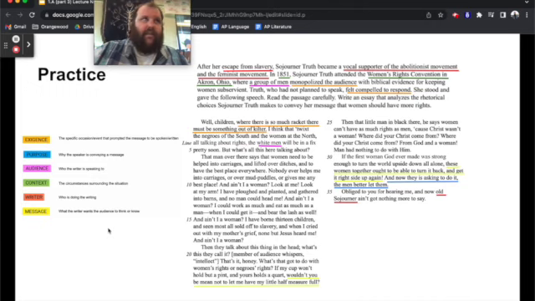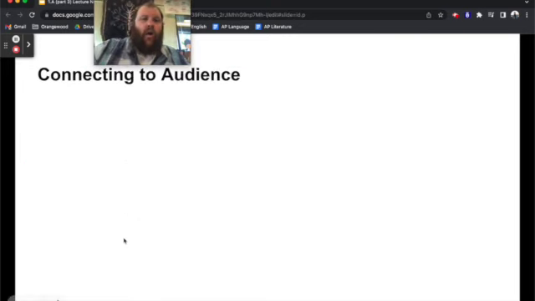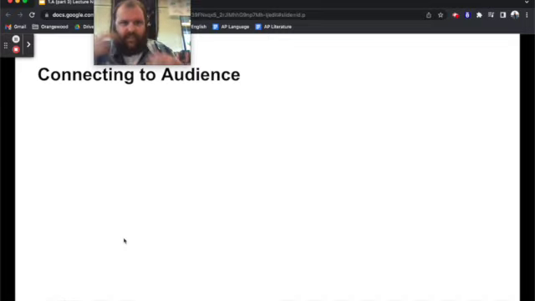Step one is understanding what the prompt is asking. Step two is figuring out the rhetorical situation. Okay, we're going to use that same text, which is nice because it's fresh in our minds. All right, but connecting to audience. How do we connect to audience? How does a writer or speaker connect to his or her audience?